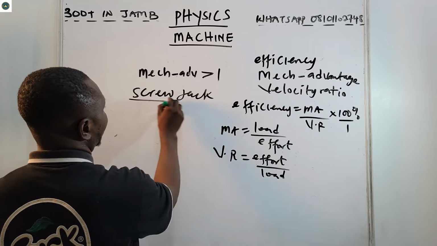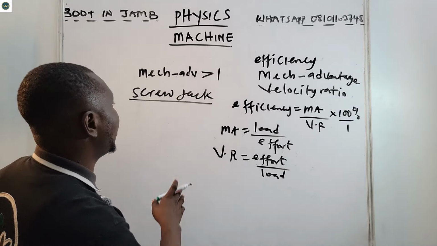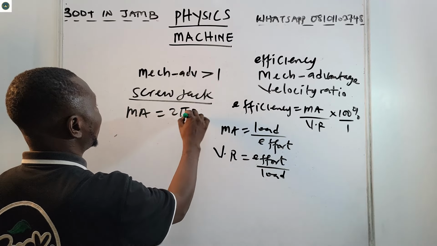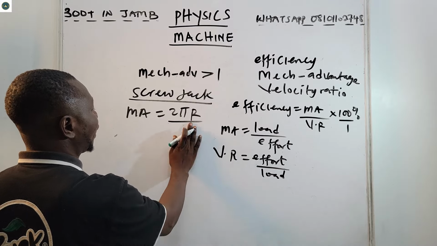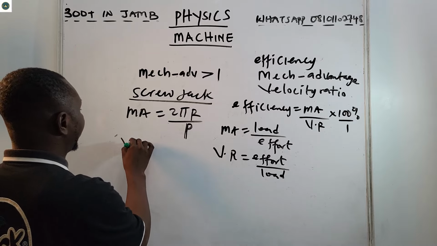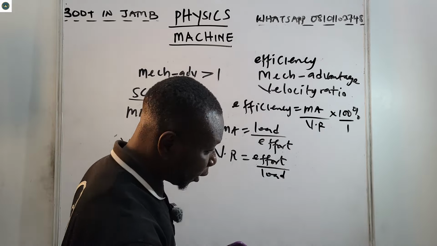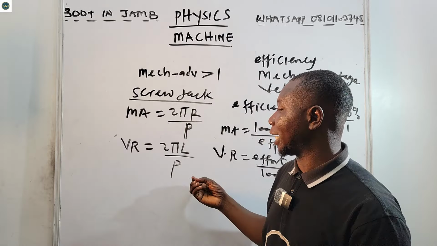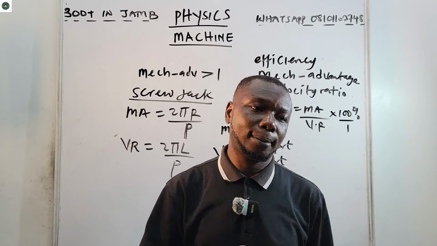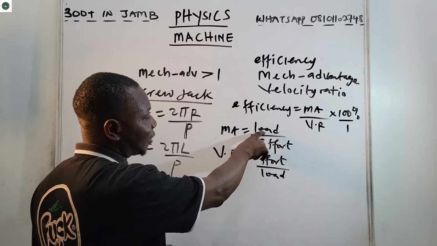The screw jack is a kind of machine. Now, we know that for the screw jack, the mechanical advantage is 2 pi r over the pitch, the distance between the threads. Then velocity ratio is 2 pi L over the pitch. Now, for a screw jack to lift a very gigantic load, like a car, little effort is needed to lift the load.